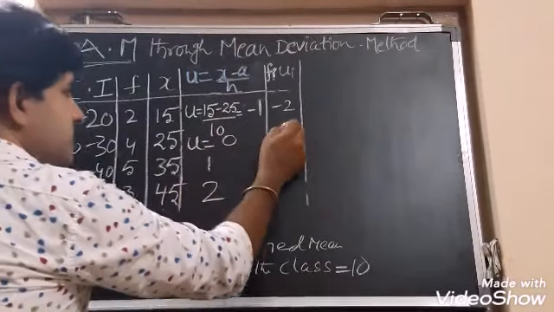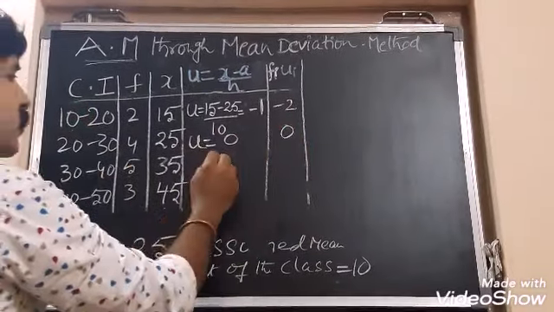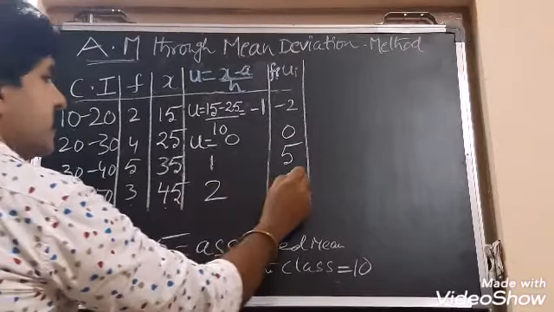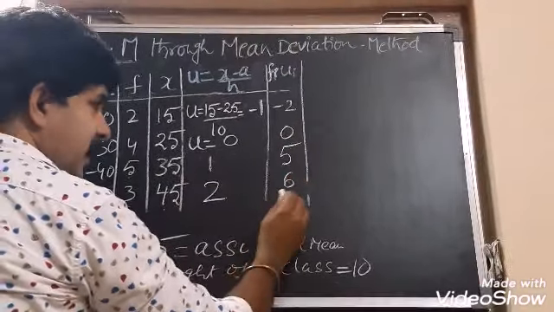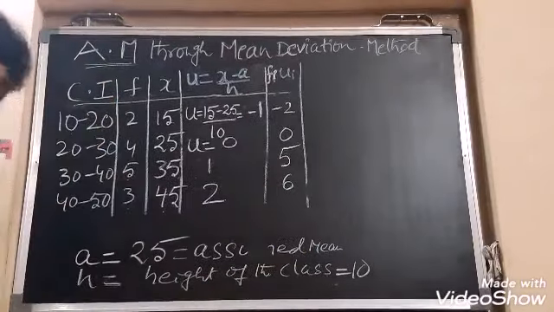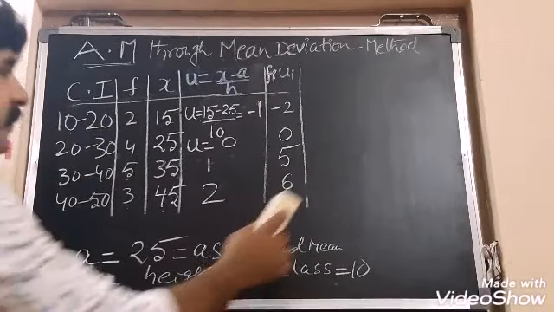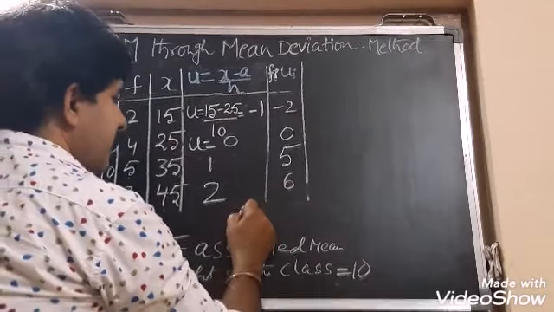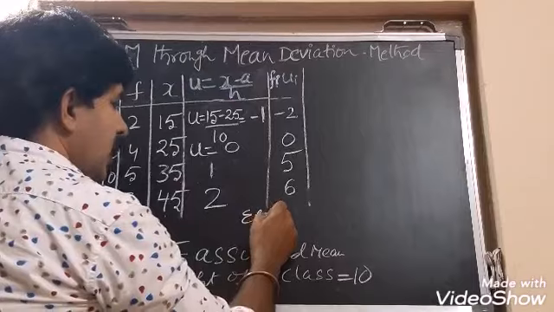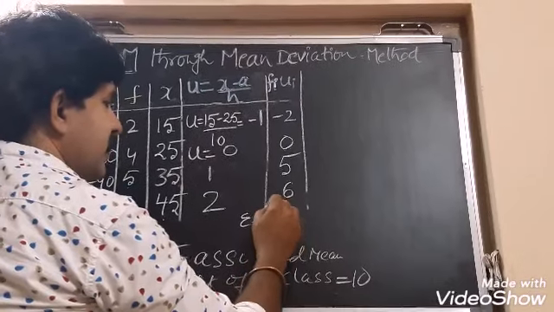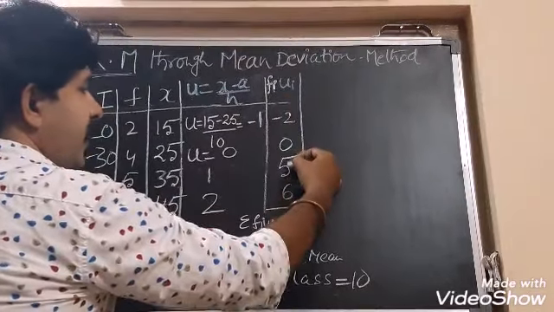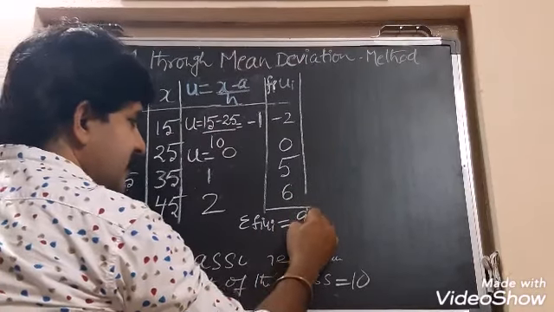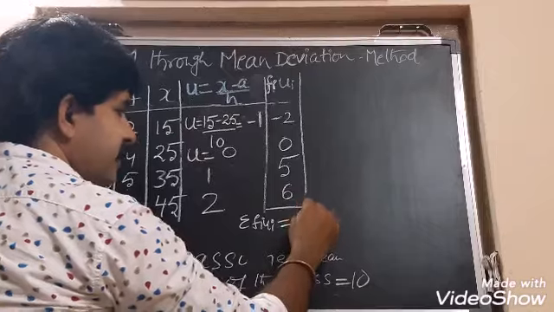4 into 0 is 0. 5 into 1 is 5. 3 into 2 is 6. Here you have to find out sigma Fi Ui. Sigma Fi Ui is equal to nothing but the total of all the figures: 5, 6, 11 minus 2. What is the value of this? This is nothing but 9.